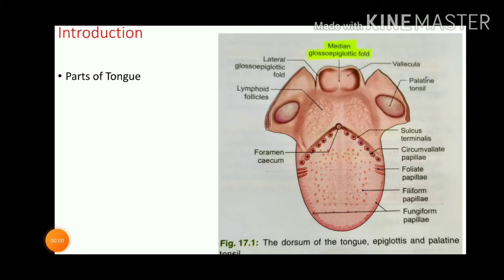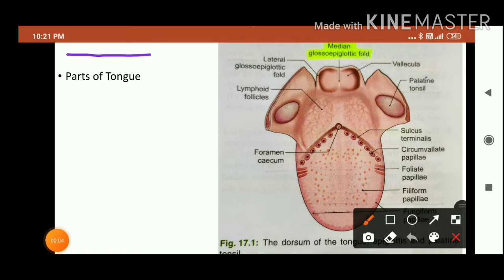Now we come to the introduction of the tongue. What do we mean by tongue? Tongue is basically a highly muscular organ situated on the floor of the oral cavity. It is responsible for deglutition, for mastication, and for production of speech.